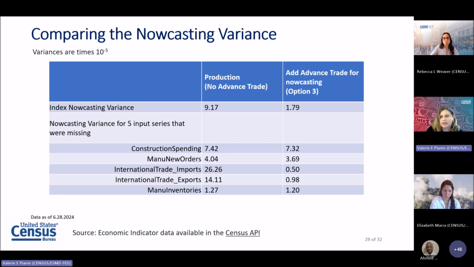Here we are comparing the nowcasting variance of the current production method and option 3. In the first row, we can see that the index nowcasting variance is lower for option 3 when the advanced trade is included. On the day this was run, 5 series were yet to be published. So we have the nowcasting variance for these: construction spending, manufacturing new orders, international trade imports and exports, manufacturing inventories. And for each series, the index nowcasting variance is lower for option 3. We see an especially big impact on the international trade.